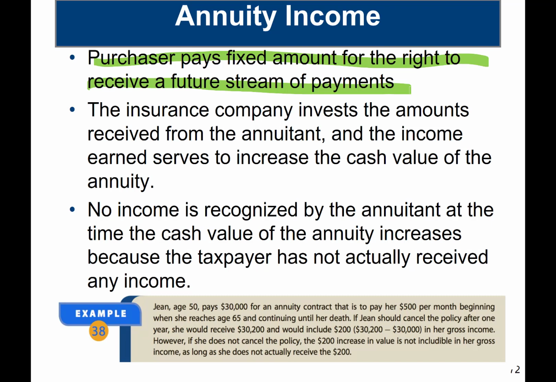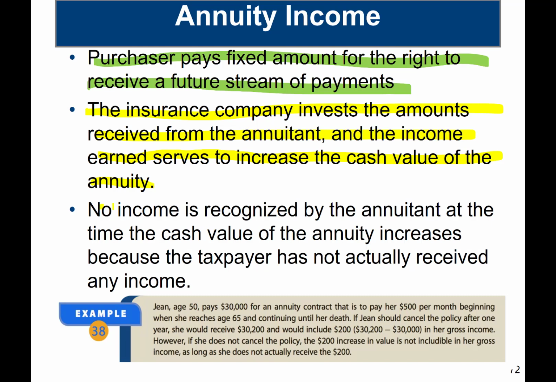Okay, so anyway, again, I just look at this and I'm like, okay, most people aren't going to do this anymore. But let's just look at the tax consequences when you buy this annuity. The insurance company will invest the amounts received from the annuitant, and the income earned will increase the cash surrender value of the annuity. So as that money sits there and they put it in, there's interest paid on that, and it'll grow, and at some point you can cancel the annuity and get the cash.